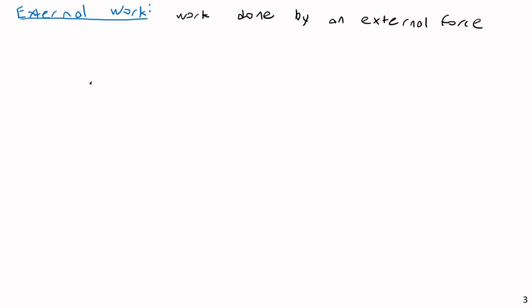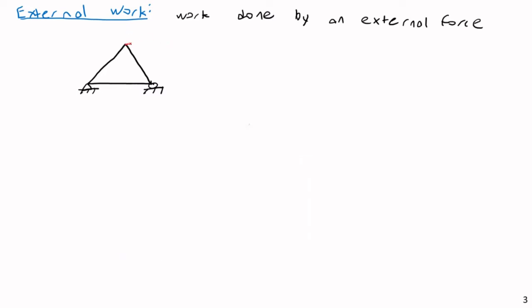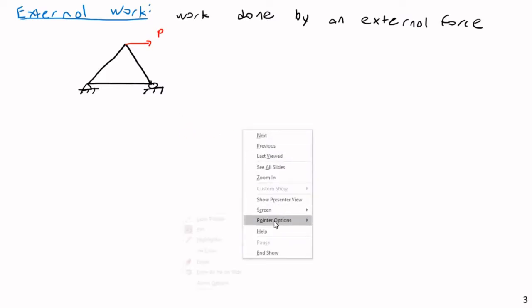So if you have your truss here, and let's consider a very simple, say, triangular truss, like this here. Pin here, roller here. And let's apply a load P to this. Let us apply a load P here, and then look at what kind of deformations we experience.